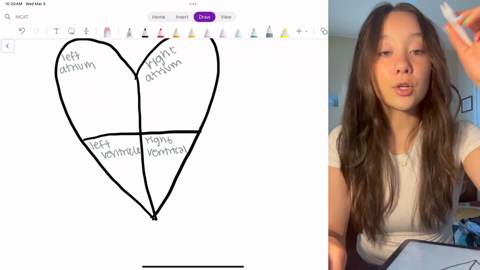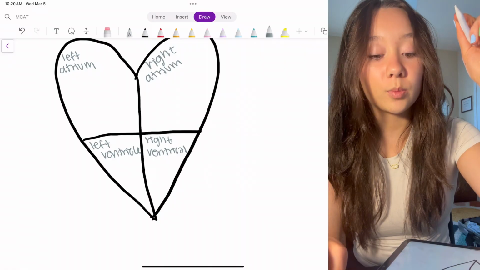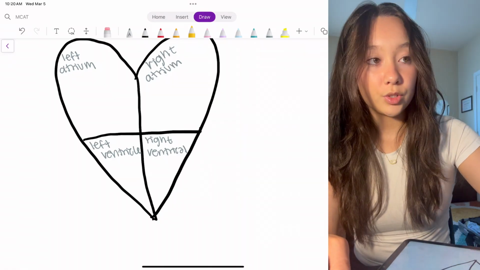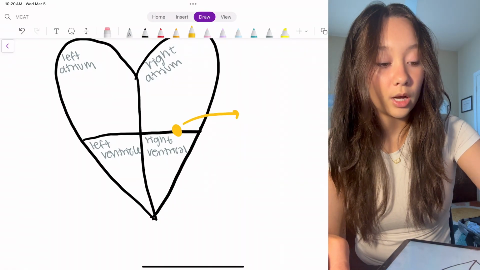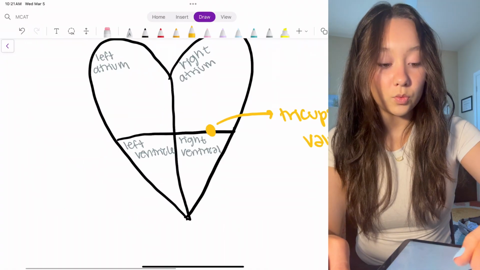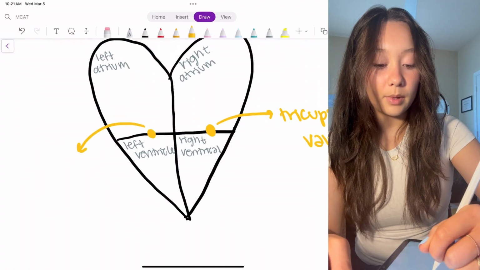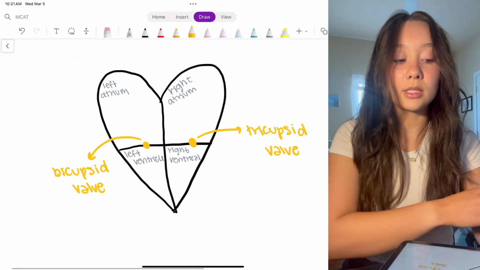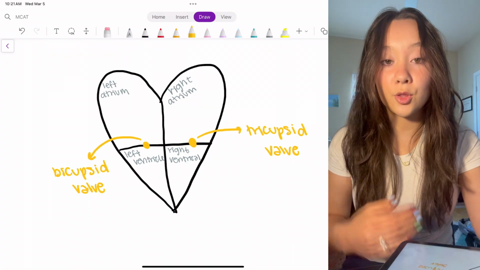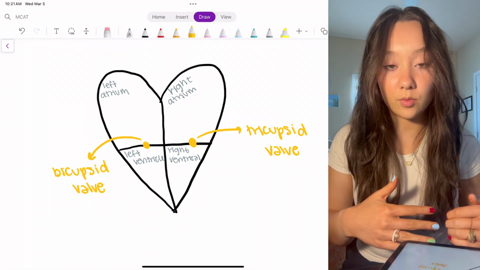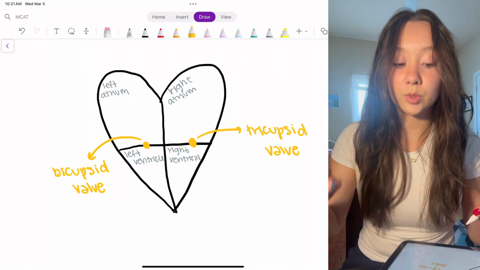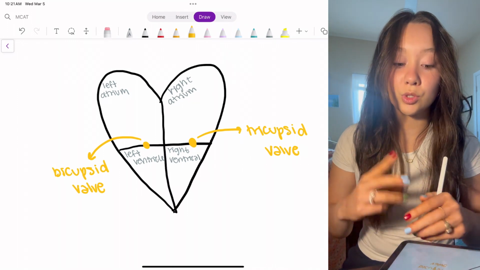So there are 2 valves within the heart. They're between each atrium and ventricle. So our first one right here is the tricuspid valve. And then this one over here is the bicuspid valve. Basically means that the right atrium has 3 kind of flaps on that right valve. And then on the left one between the atrium and the ventricle, there's only 2, so bi and tri.